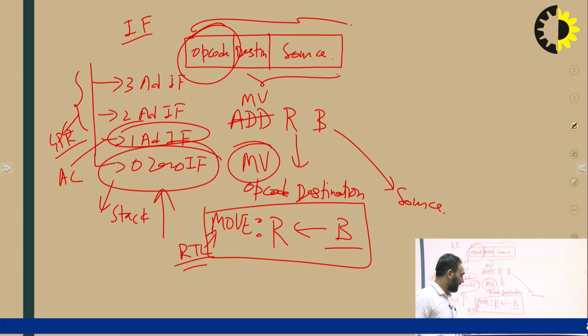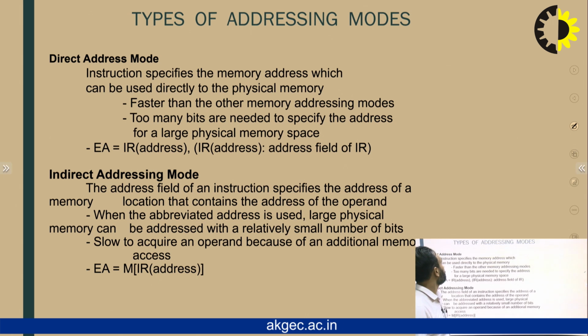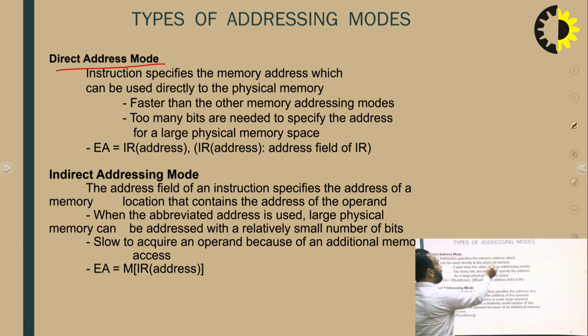So there are different methods to define the address in different addressing modes. Now we discuss them one by one with their syntax. First we discuss direct addressing mode. I will go through the important points. The instruction specifies the memory address which can be used directly to access the physical memory. It is faster than the other modes, but too many bits are needed to specify the address for a large physical memory space.